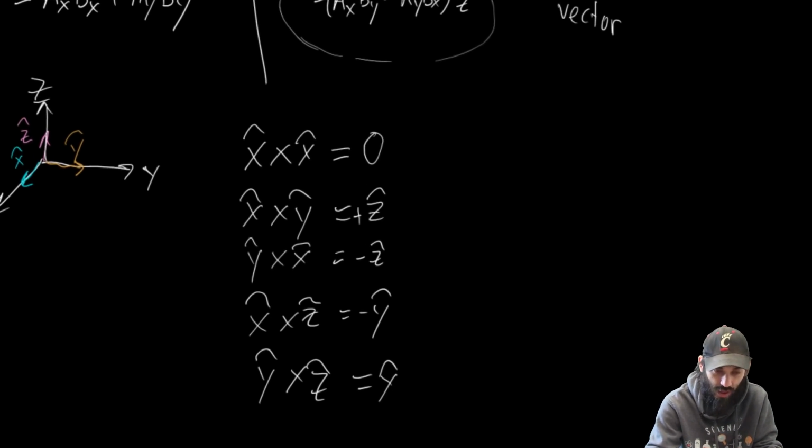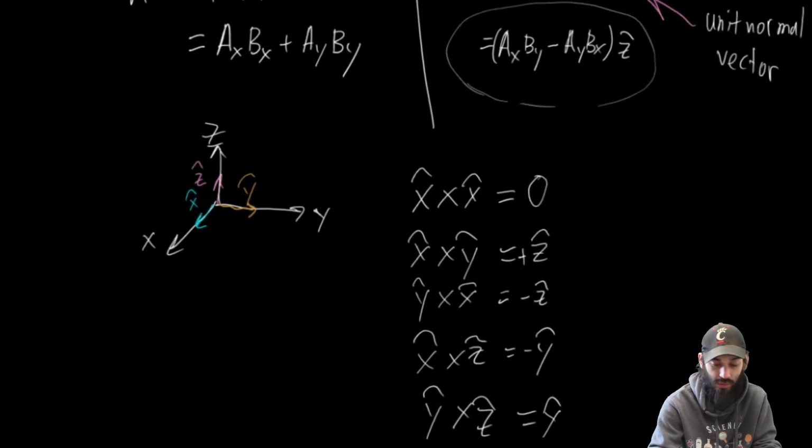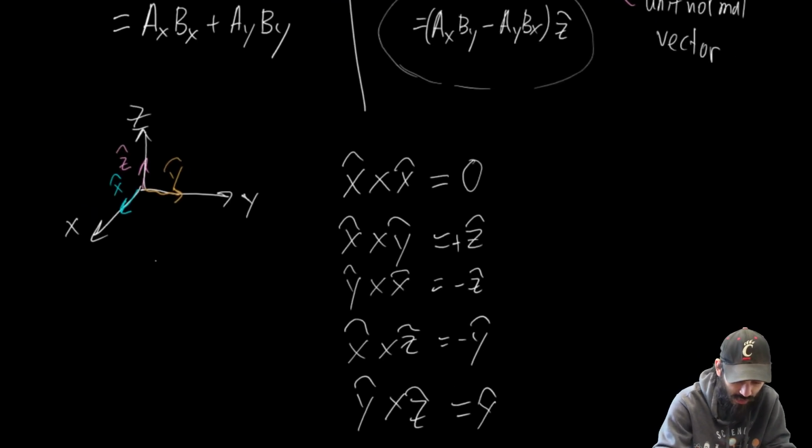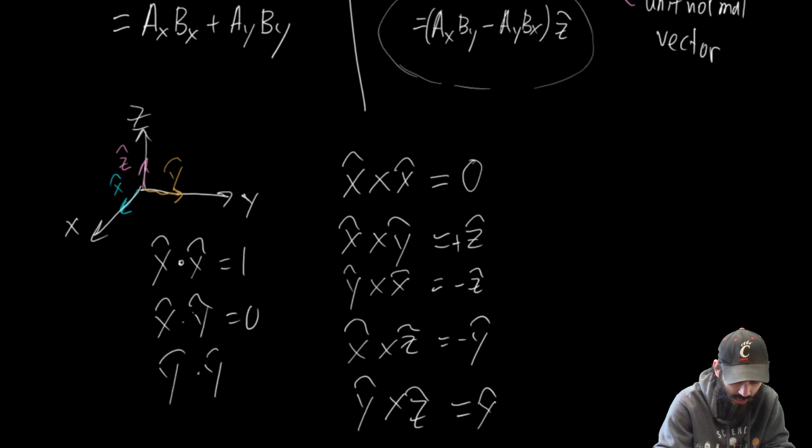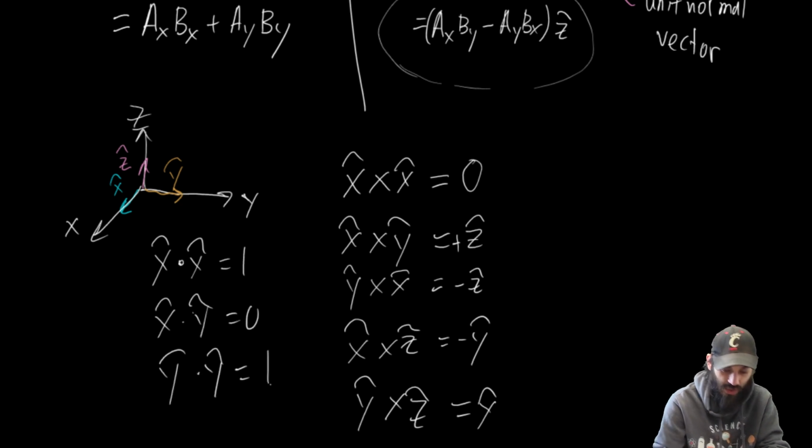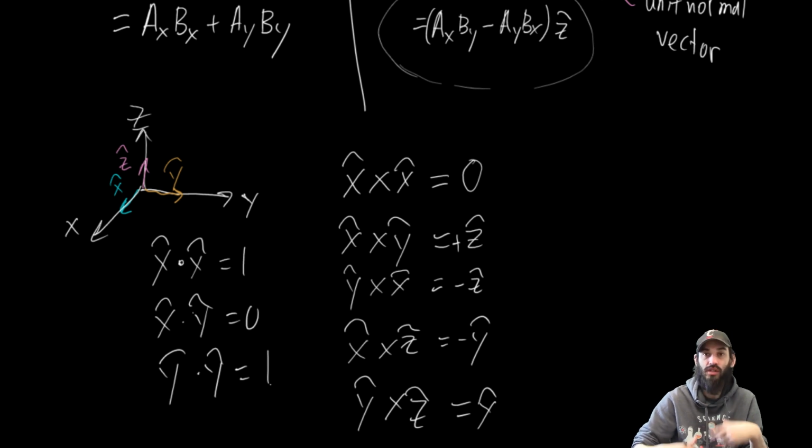And we could see, analogously, if we want to take the dot product between these vectors, we have x hat dot x hat. This is 1. X hat dot y hat is going to be 0. Y hat dot y hat is going to be 1. Because again, when we're thinking about what is the cross product doing, what is the dot product doing? The dot product is kind of pulling off the terms that are the same direction. The cross product is pulling off the terms that are perpendicular to each other.